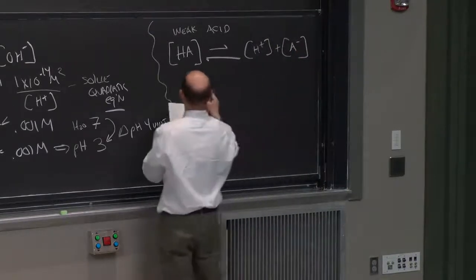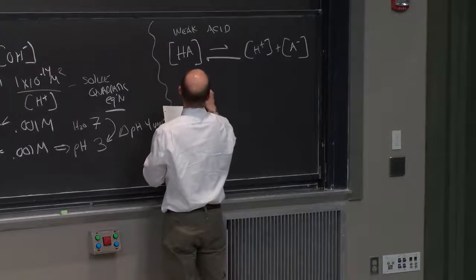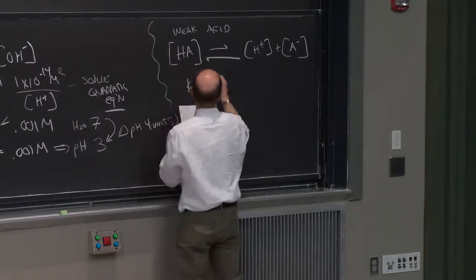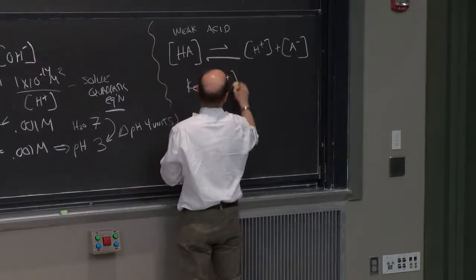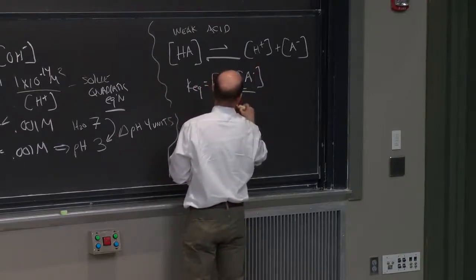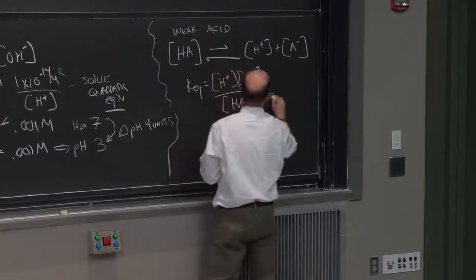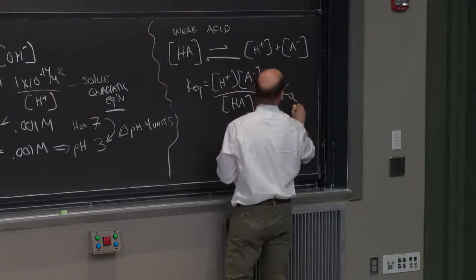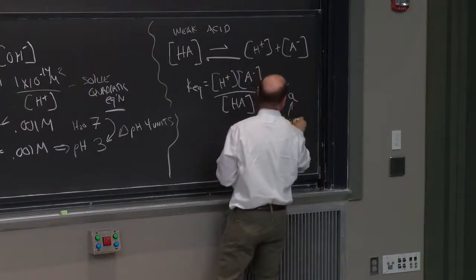I'm going to now define something a little different. I'm going to say my equilibrium constant here is, of course, the proton times the conjugate base, divided by HA. And I'm going to give this a special name. I'm going to call this Ka, for K acid.